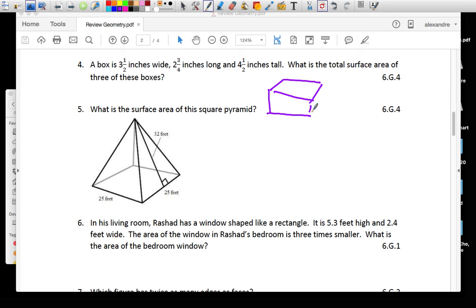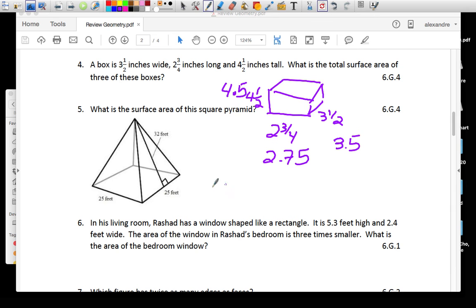Here's your prism, and the width is 3.5, so that's 3.5. 2.75 inches long, so this is 2.75 over here, and 4.5 tall. Obviously, this is not to scale. I would definitely change this to decimals. I will give you a calculator tomorrow, so that would be 3.5 for the width, 2.75 for the length over here, and 4.5 obviously becomes 4.5.